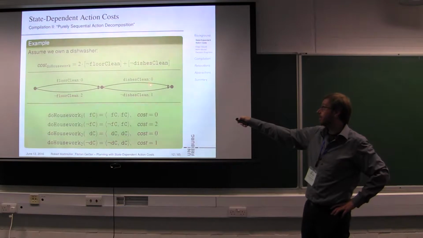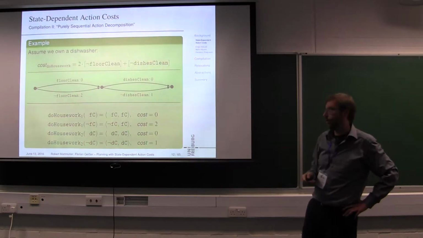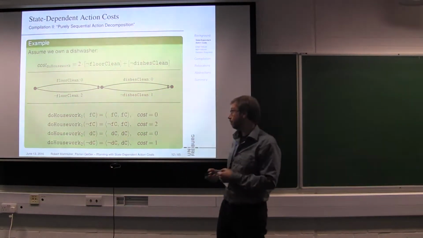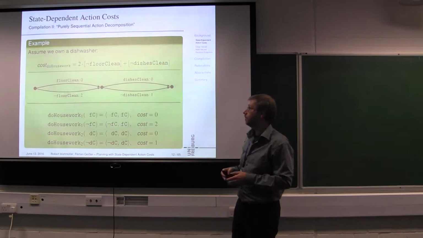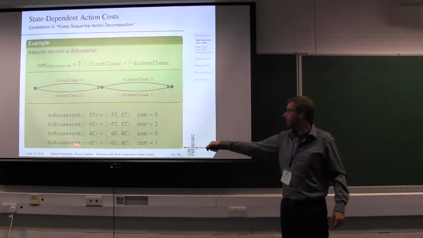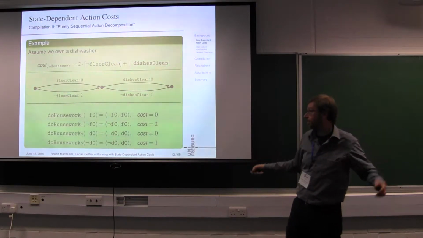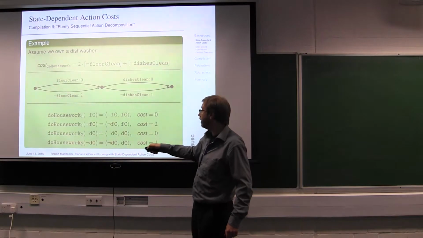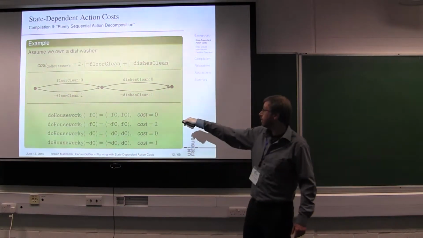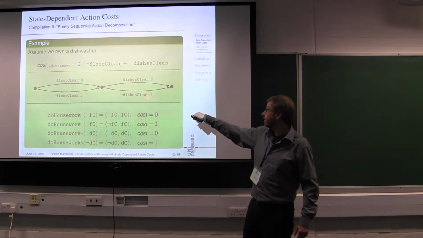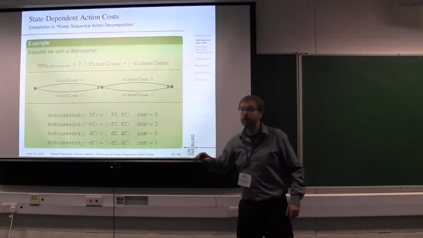And then we take care of the dishes. If they are clean, partial cost of 0. If they are not clean, partial cost of 1. And now, again, in this case, we get 4 compiled actions. But if you generalize this to more than 2 state variables, you see that it's only linear instead of exponential. So you have a do housework 1 action here for testing whether the floor is clean. That costs 0 or 2. And a do housework 2 action for testing whether the dishes are clean or not. That costs 0 or 1.